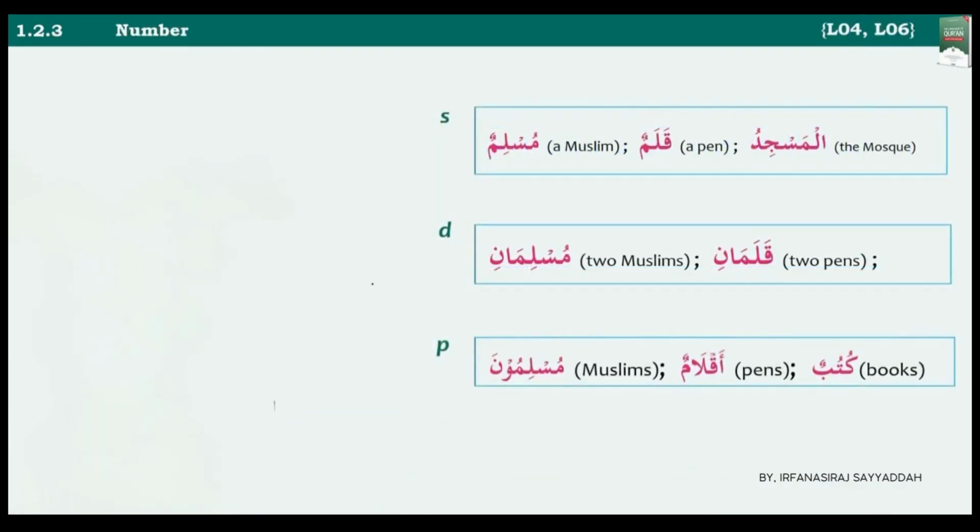As far as the number of an ismun is concerned, it can be singular, dual, or plural. So take the example of the word pen. I have here a pen. Qalamun. But if I wanted to say 2 pens in Arabic, qalamani, and here you can see it, 2 pens.